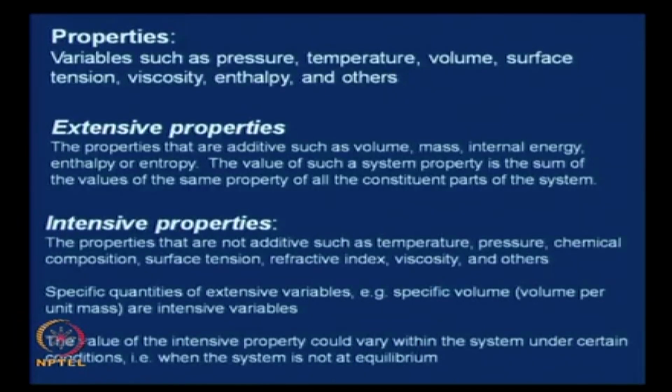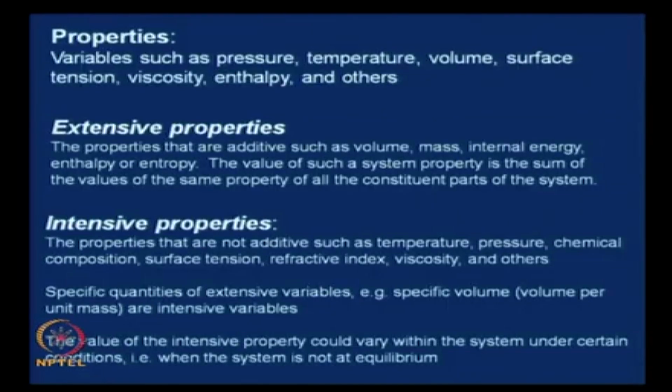In contrast, intensive properties are properties that are not additive. For example, temperature. Assuming that the system is homogeneous, wherever you measure the temperature of that system, the temperature is going to be the same. So such properties are called intensive properties, which do not depend on the amount of substance present, or in other words they are not additive. Some examples are temperature, pressure, chemical composition, surface tension, refractive index, viscosity, and so on.